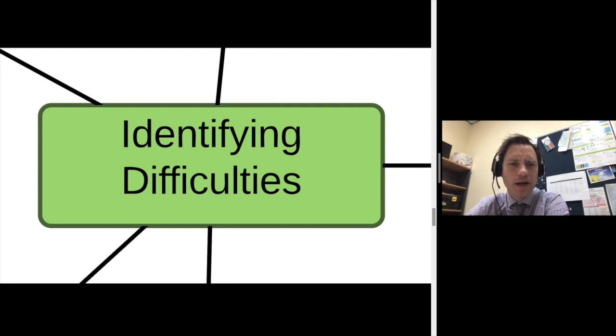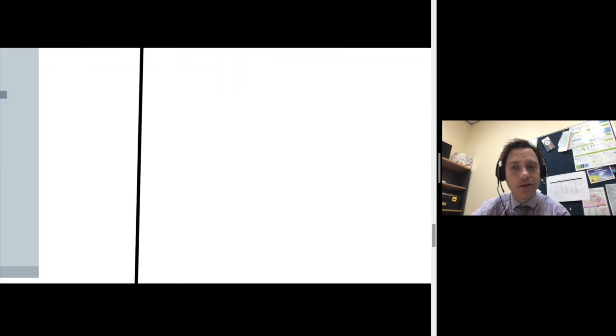So the first point is to identify difficulties. So it might be difficulties you're having with someone. It could be identifying difficulties you're having with yourself. It could be identifying difficulties in your work, and so on. So there are a number of ways in which we can do this.